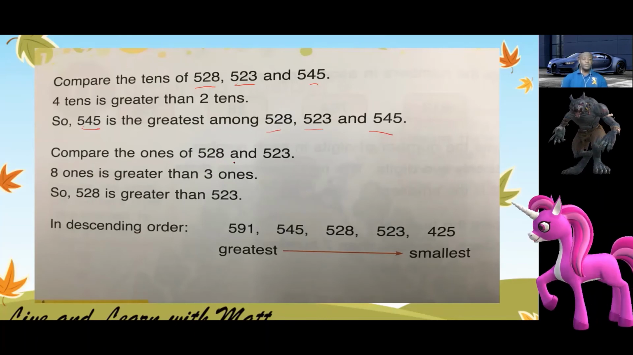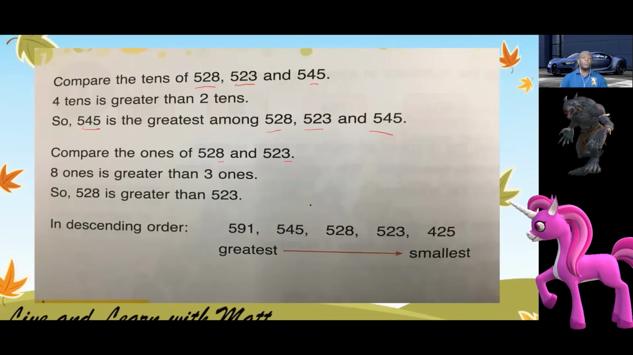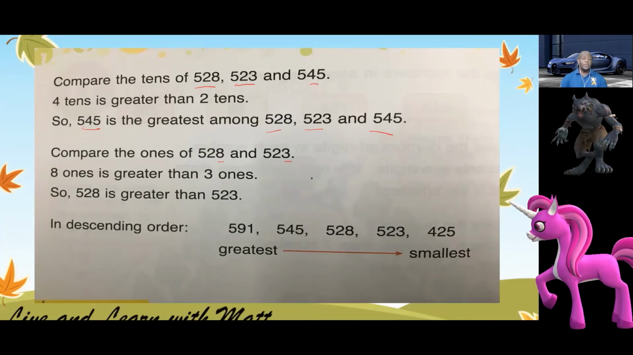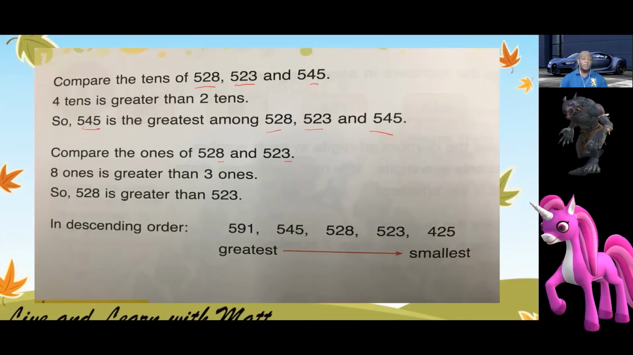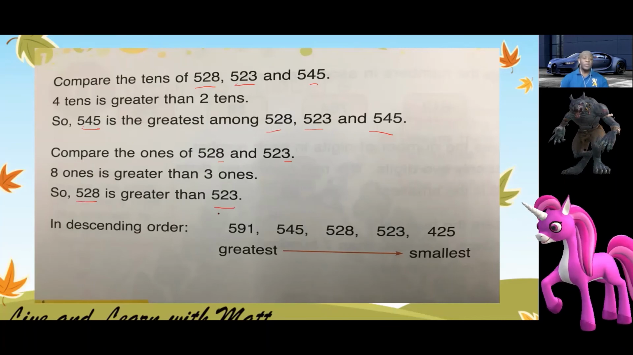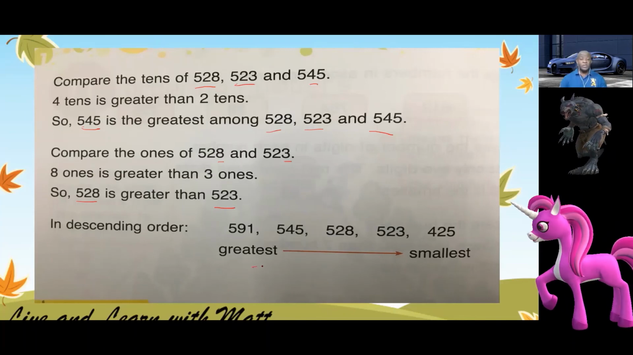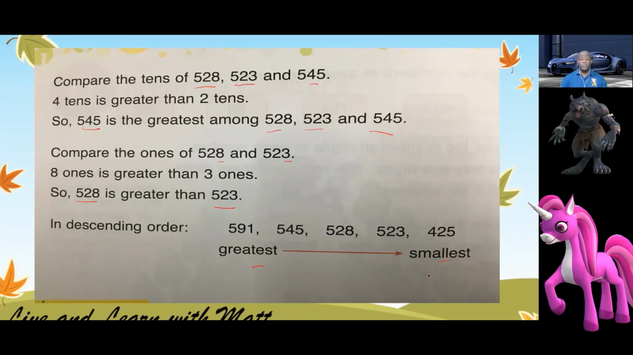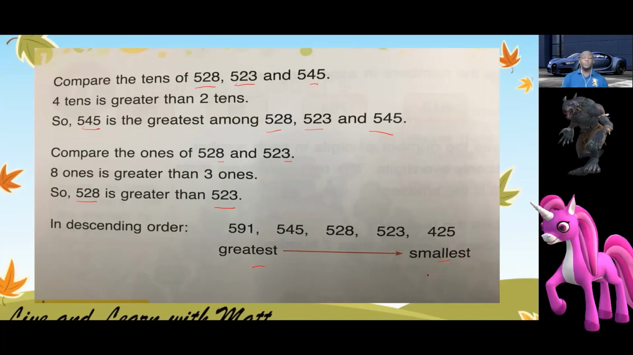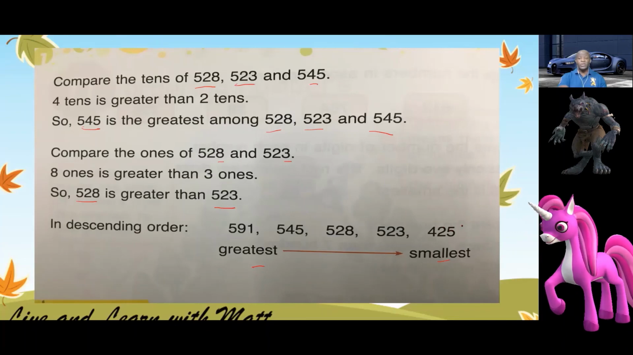Compare the ones of these 2 numbers. 8 ones is greater than 3 ones. So 528 is greater than 523. In descending order, we start from the greatest to the smallest. We start from the greatest number to the smallest number. So we arrange it as shown on the screen.